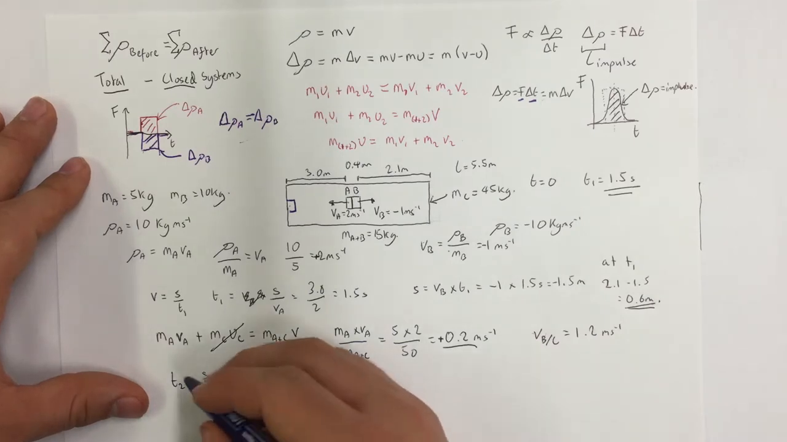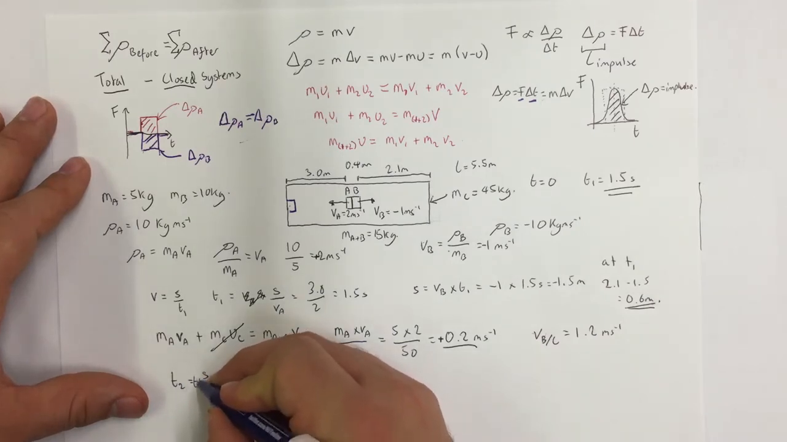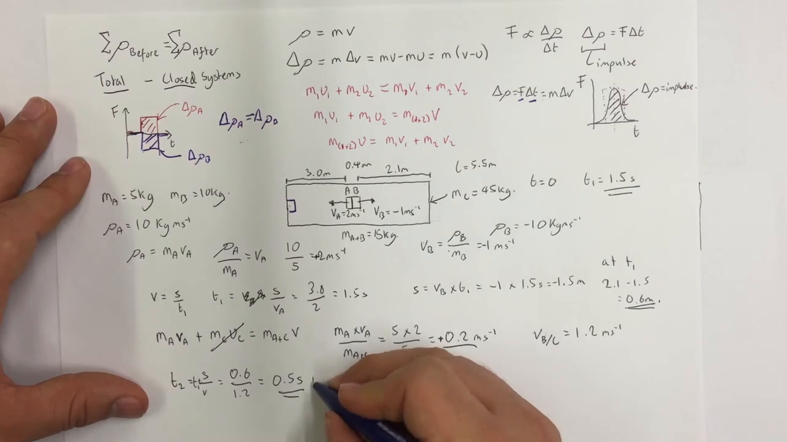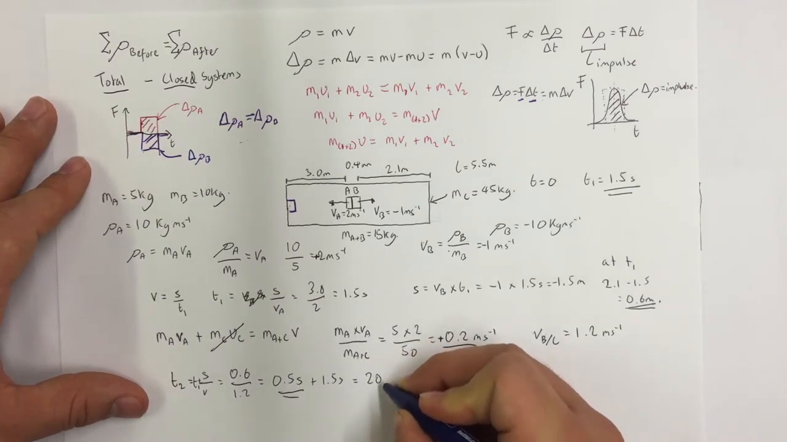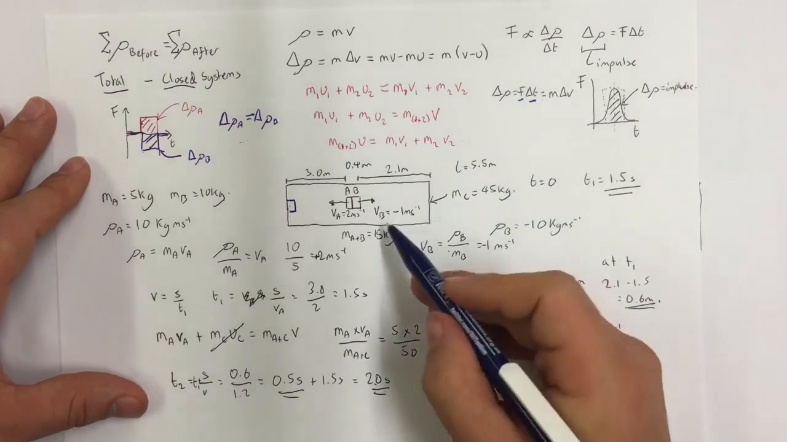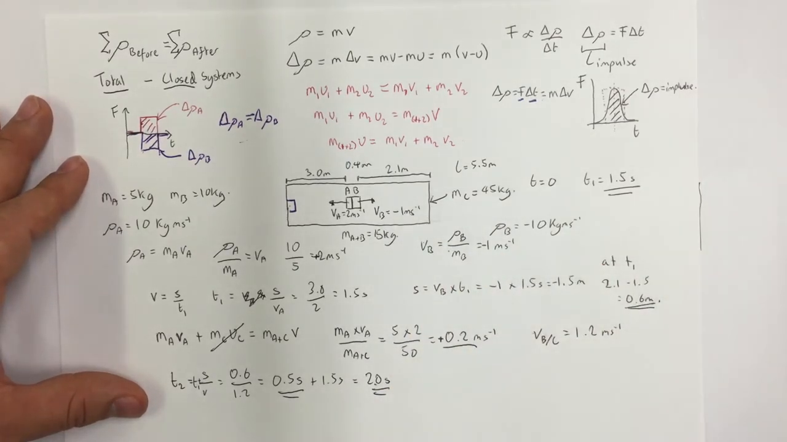To get T2, I have to add that 0.5 seconds. So this equation is not really finished. It should be T1 plus this quantity. So if I add that to 1.5 seconds, T2 is equal to 2 seconds. So after 2 seconds, B collides with this side of the container.